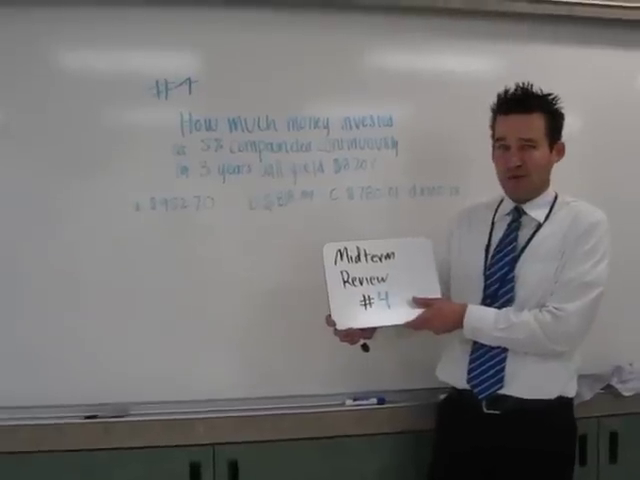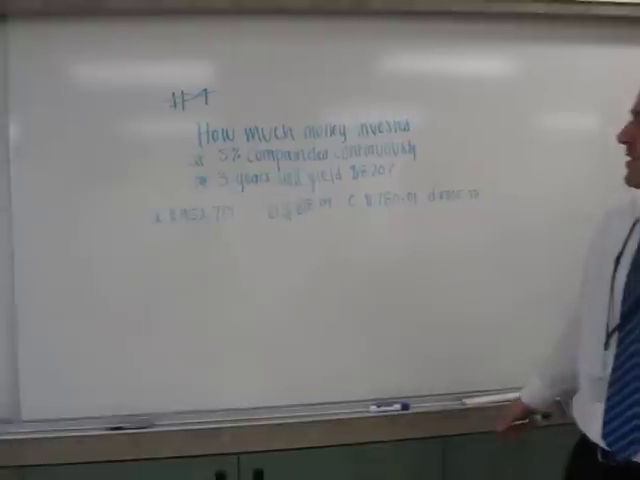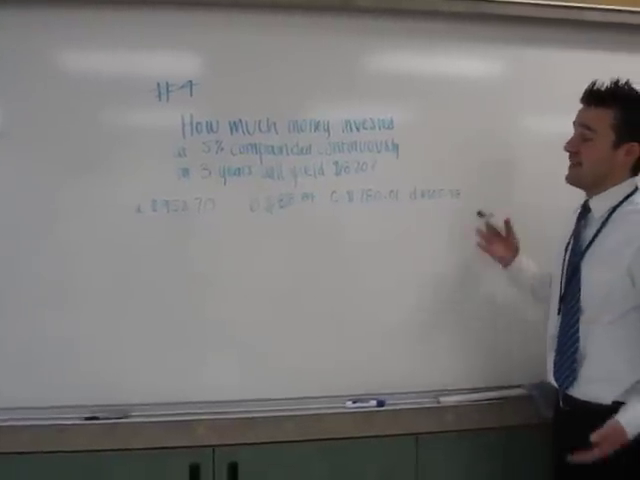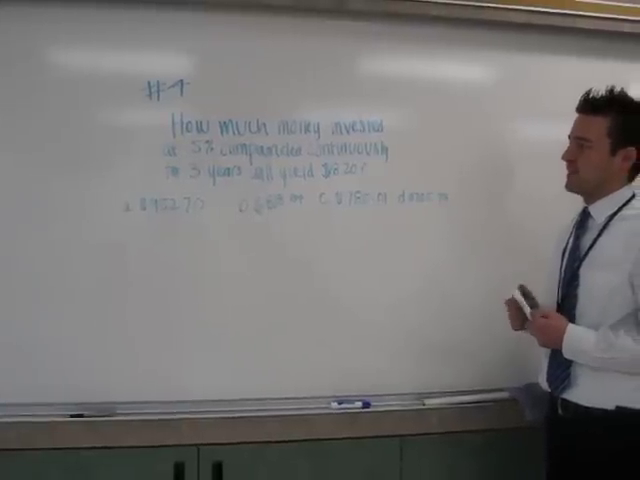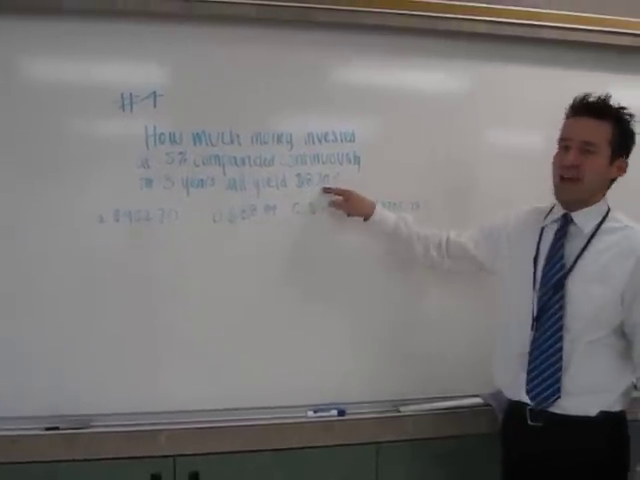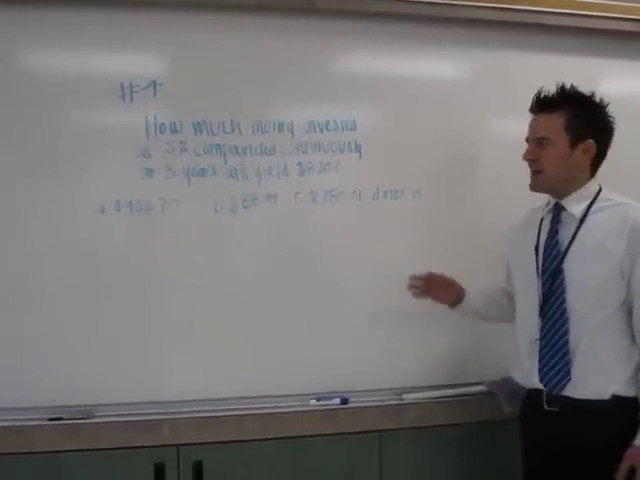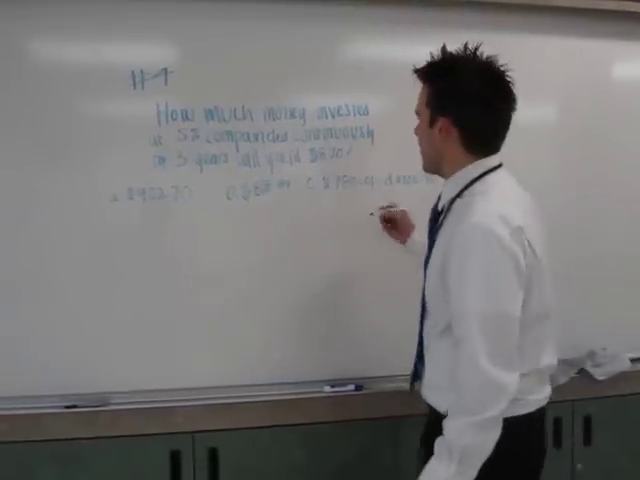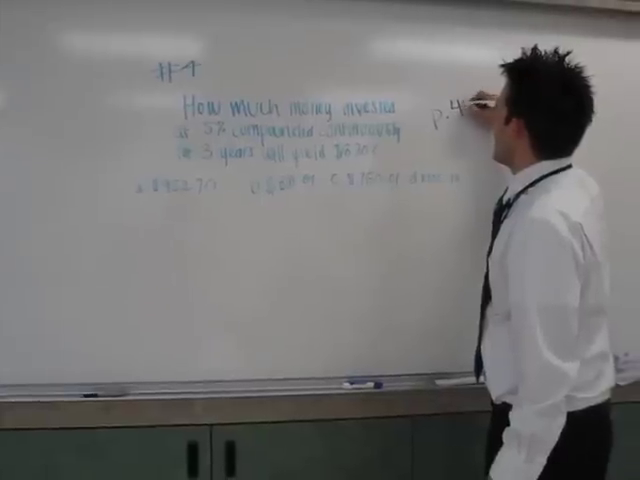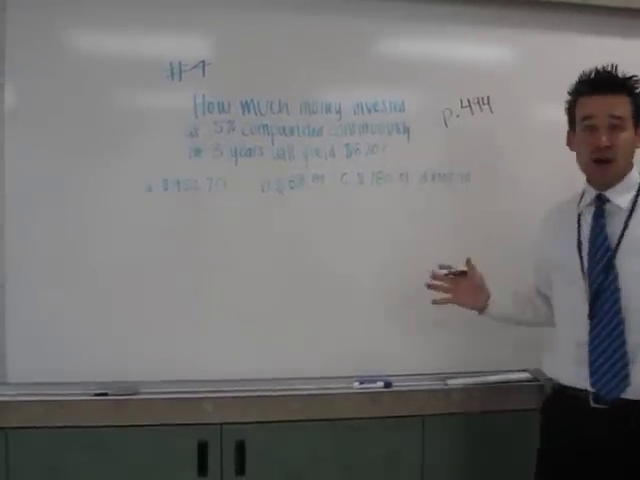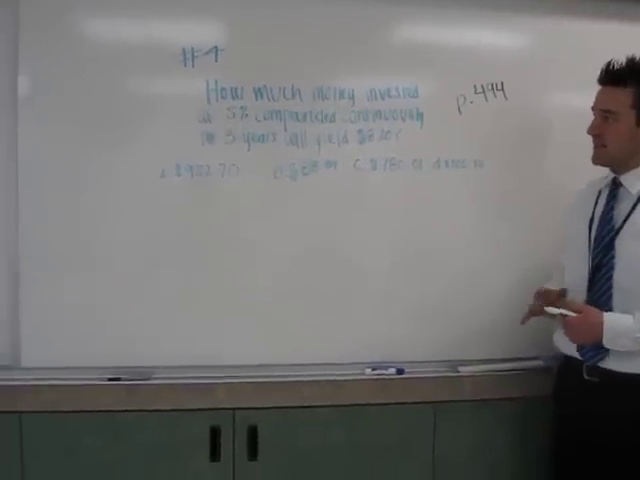For midterm review, problem number 4. Here, we're asked how much money invested at 5% and compounded continuously for 3 years would yield $820. Now, you can get specific help for this problem on page 494. But let's try to eliminate some of the answers here.